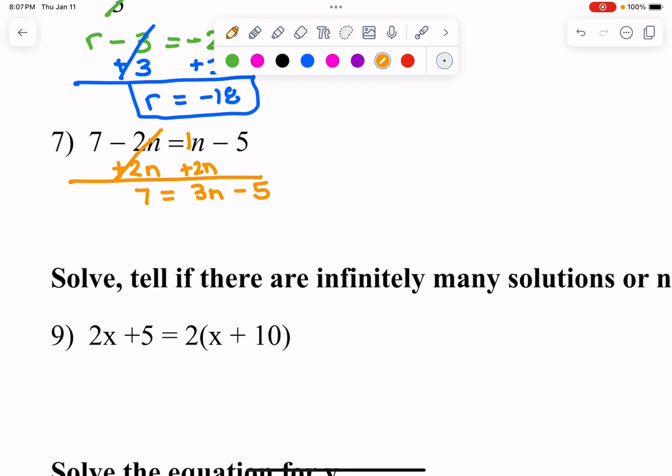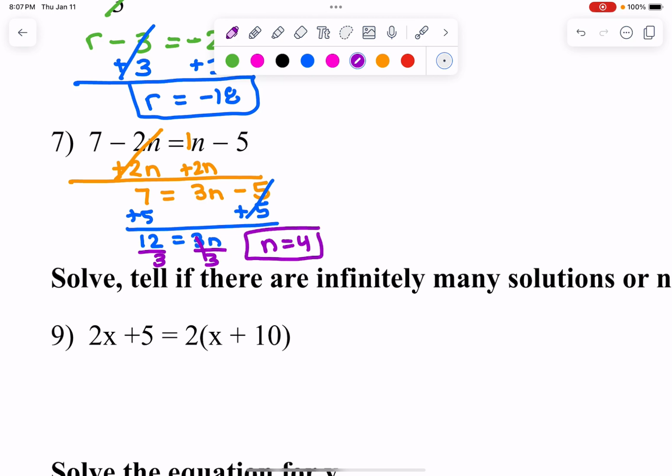Now we have our two-step equation. We want to add 5 to both sides. 7 plus 5 will give me 12 is equal to 3n. Divide both sides by 3. And 12 divided by 3 will give me an answer of 4.